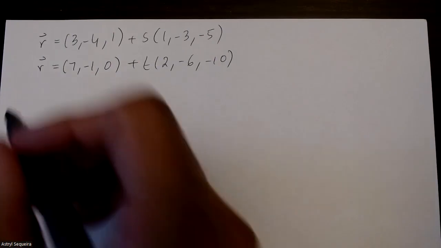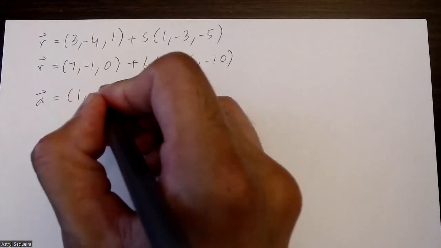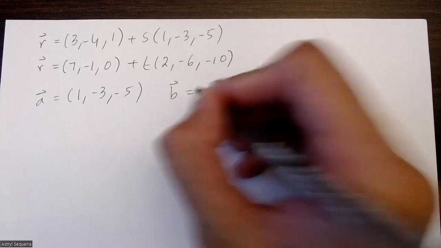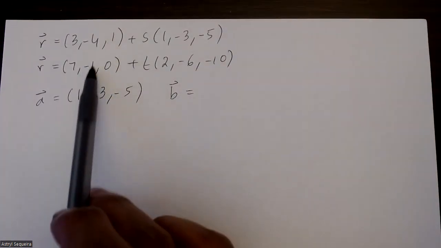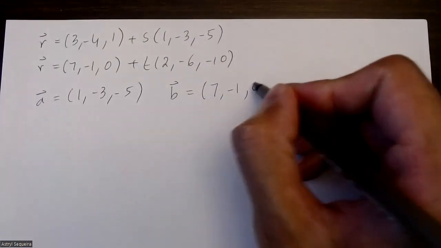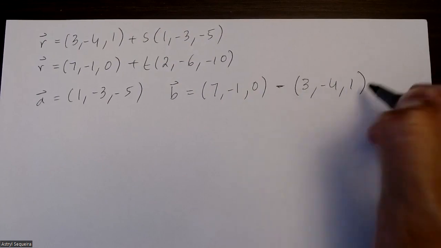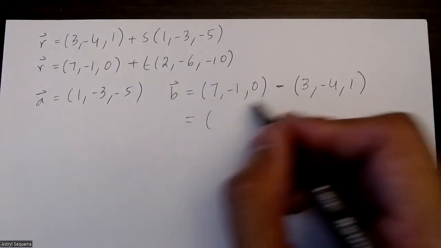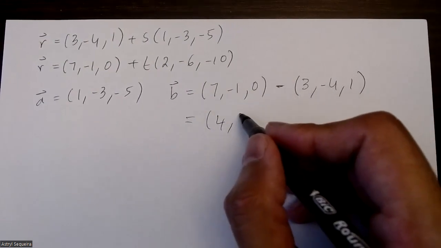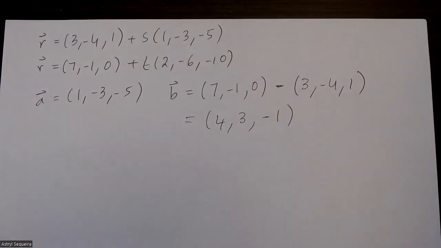So instead, we're going to take the first direction vector as our first one. And for the second direction vector, we are going to subtract these 2 points over here. That will give us our second direction vector that we can use for the normal vector. 7 minus 3 is 4, negative 1 minus negative 4, that's negative 1 plus 4, which is 3, and 0 minus 1 is negative 1.